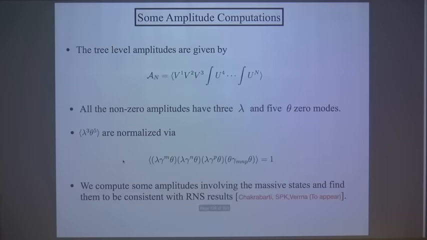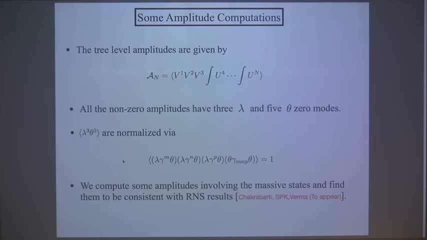Finally, we compute some tree level scattering amplitudes, and these are given by this correlator, where the U's are the unintegrated operators and the V's are the integrated ones. As it so happens in pure spinor, all non-zero amplitudes must have 3 lambda zero modes, the pure spinor, and 5 theta zero modes. And all these non-zero correlators will be normalized by this correlator.